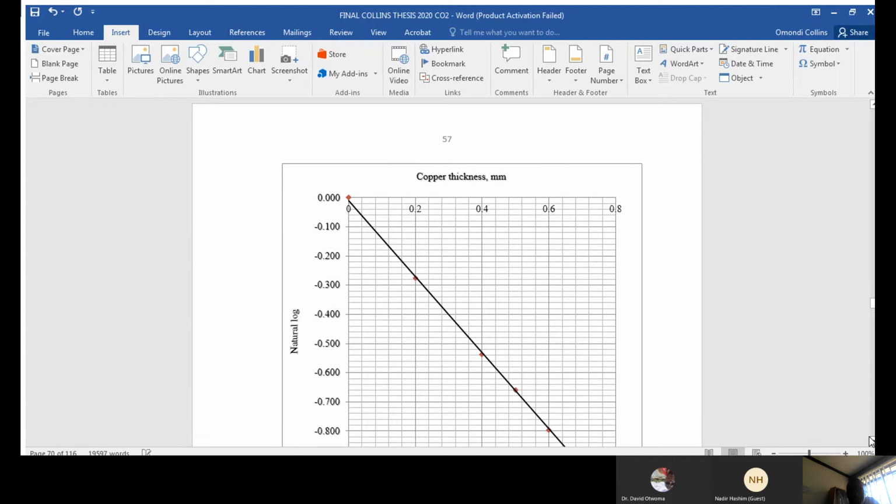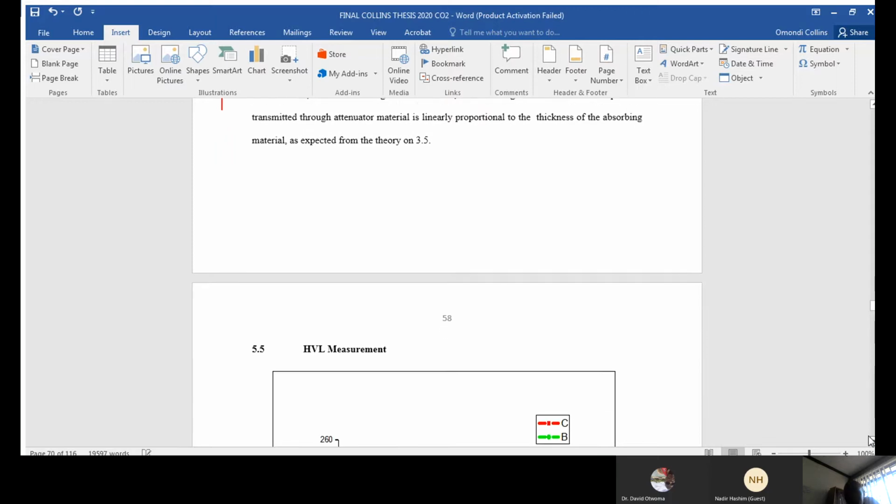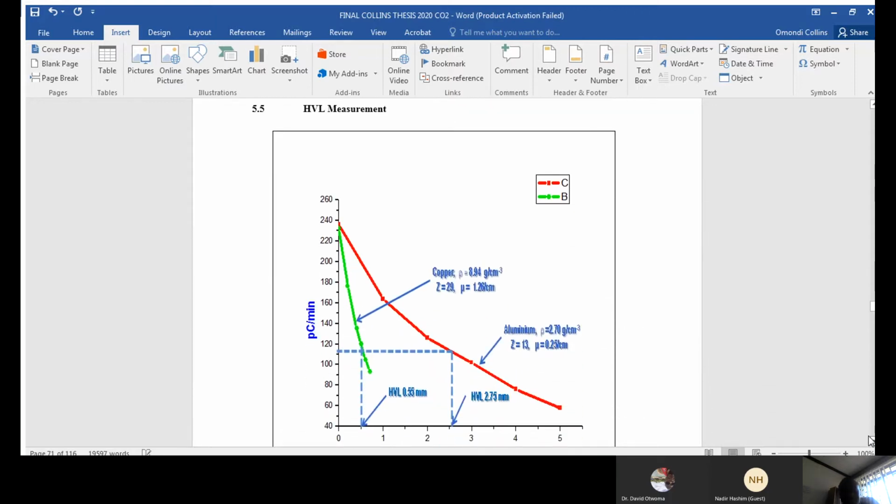So the third experiment was on the half-value layer measurement using different material. So here I plotted for copper and aluminium. We didn't have lead, so I just used these two. So this is for aluminium. Then if the original value was around 240, the half is at around 120, which is 0.55 millimeter. So that's how I got the first half value layer for copper. And the same for aluminium.